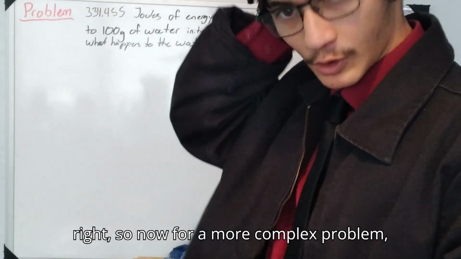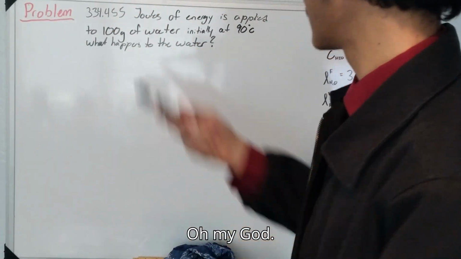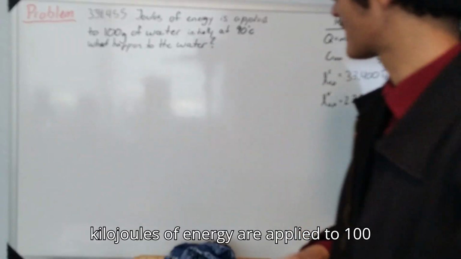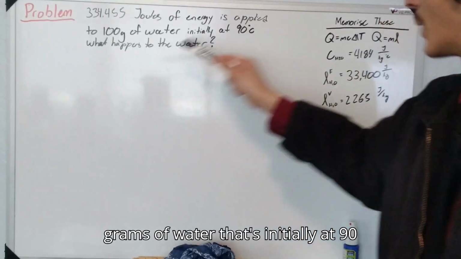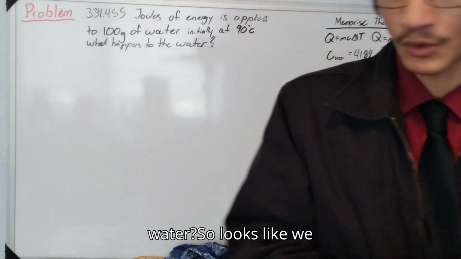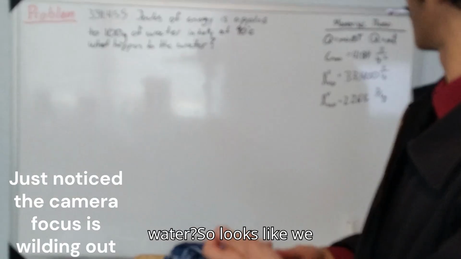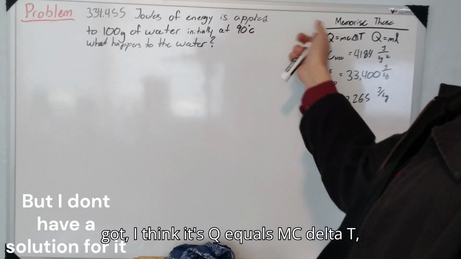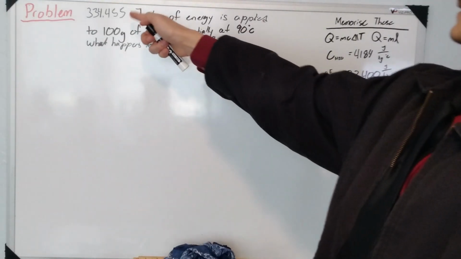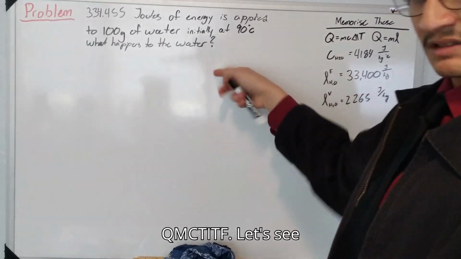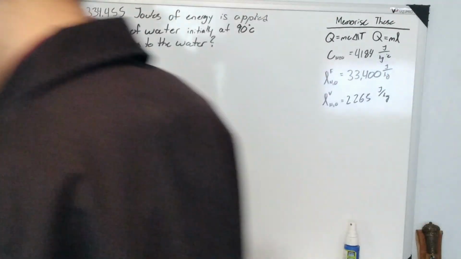All right, so now for a more complex problem. 334 kilojoules of energy are applied to 100 grams of water that's initially at 90 degrees Celsius. What happens to the water? I think it's Q equals MC delta T, right? Q = MC(TF - TI). Let's see what happens.